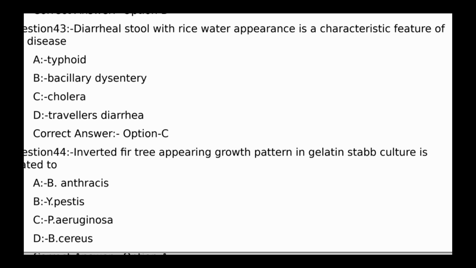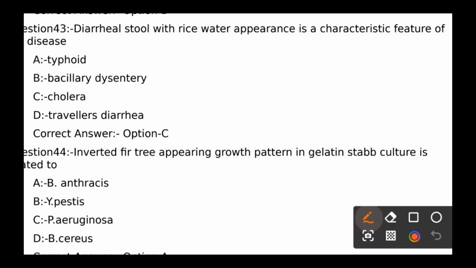Next question. Diarrheal stool with rice water appearance is a characteristic feature of which disease? Option A typhoid, option B bacillary dysentery, option C cholera, option D traveler's diarrhea. The right answer is option C cholera.